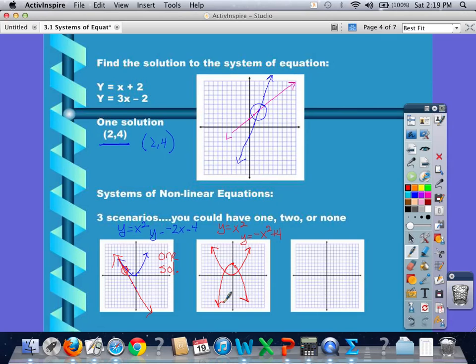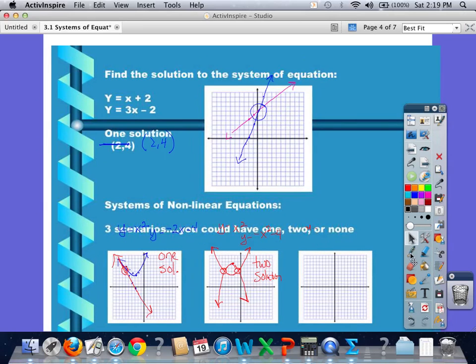Okay, so as you can tell, the intersecting points of these two graphs, there are 2. Right where those 2 graphs meet are intersections. So this is a 2 solution. Okay, 2 solutions.